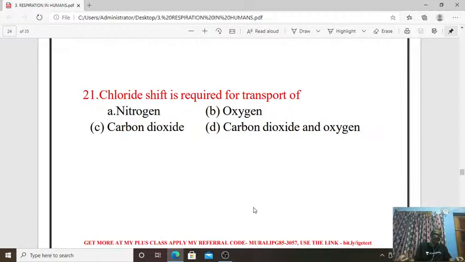Chloride shift is required for transport of what? Chloride shift mechanism is related with what? It is related with the carbon dioxide transport. For the movement of carbon dioxide, we have the chloride shift mechanism. For the movement of carbon dioxide, chloride shift is required. Okay.